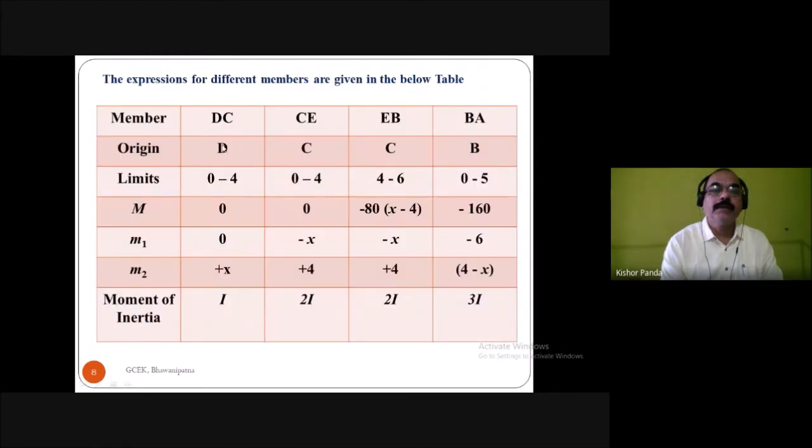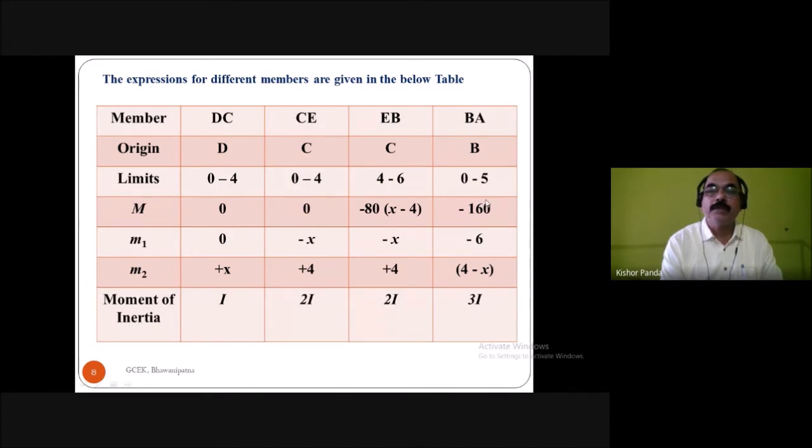So origin for DC is D, for CEC it is C, for EBC it is E, and for BA it is B. The limits of integration are 0 to 4 for the DC member, 0 to 4 for the C member, 4 to 6 for the EB member, and 0 to 5 for the BA member. Then we already have the bending moment due to the external loading: 0, 0, minus 80 into x minus 4, and minus 160.